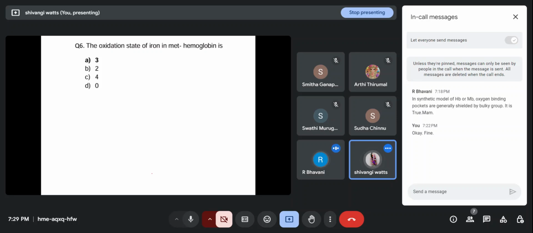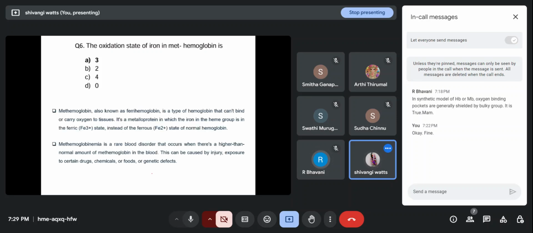Whenever iron is present in plus 2 oxidation state, that time it can bind to the oxygen. But when it oxidizes to plus 3 oxidation state, then we will call it methemoglobin. So from here also you can.